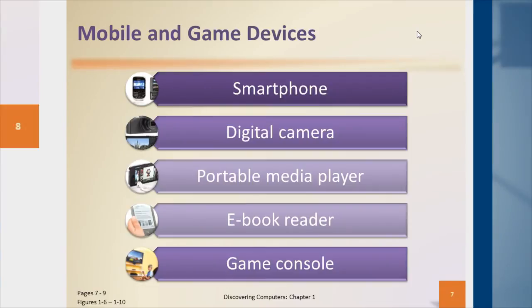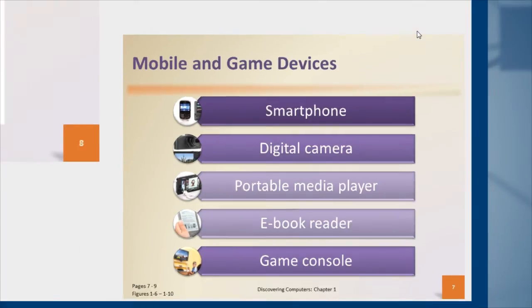Other types of computers: smartphones, digital cameras, portable media players. All of these are different types of devices that take input. Say a smartphone, for example, you dial in a telephone number, that's input. It processes it. In other words, it interprets the keys that you've pressed, the numbers that you've dialed, and then it produces output in the form of sound that you're able to hear that person on the other end. So these are all different examples of computers: smartphones, digital cameras, portable media players, ebook readers, game consoles. They all take input, process it, and produce output.